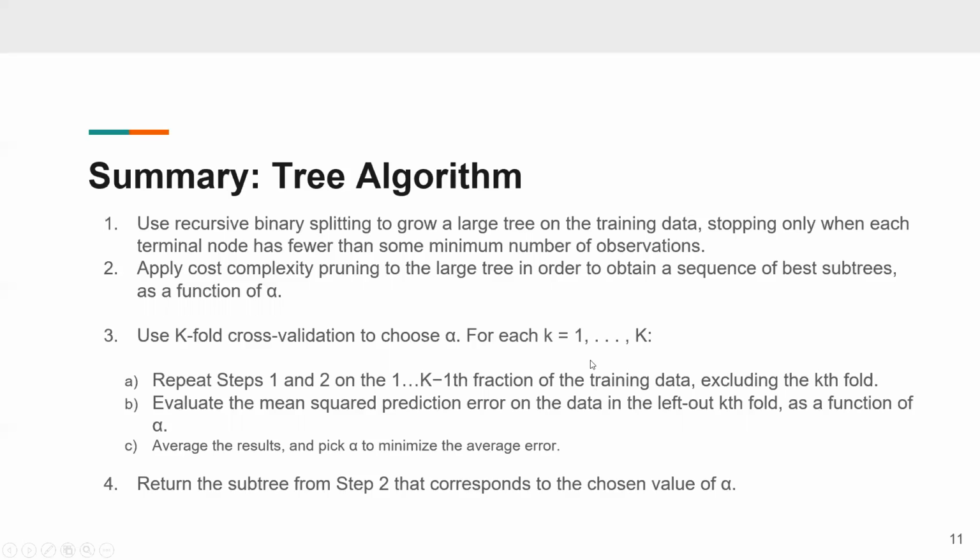For each k, ranging from 1 all the way to K, repeat steps 1 and 2 on the (K-1)/K fraction of the training data, excluding the k-th fold, and evaluate the mean squared prediction error on the data in the left out k-th fold as a function of alpha, and then average the results, and pick the alpha to minimize the average error. And now you return to the subtree from step 2 that corresponds to the chosen value of alpha to pick that tree. So this is a tree building and pruning algorithm, which I don't think the textbook actually had a lot of detailed discussion on. If you are interested, you should definitely go through it.